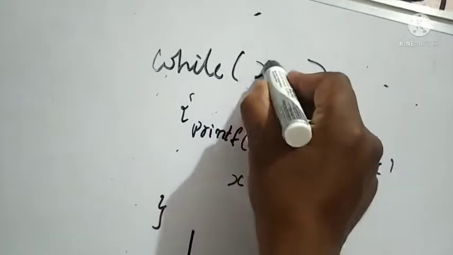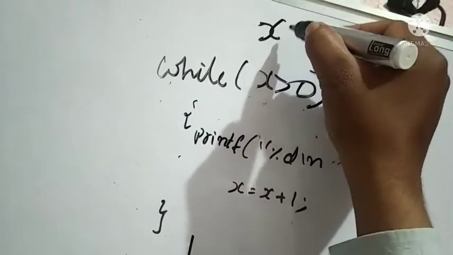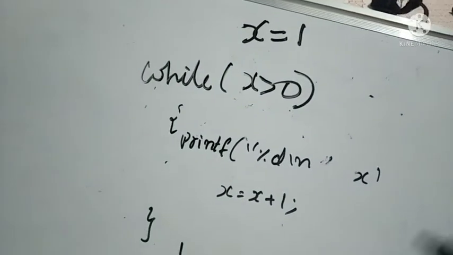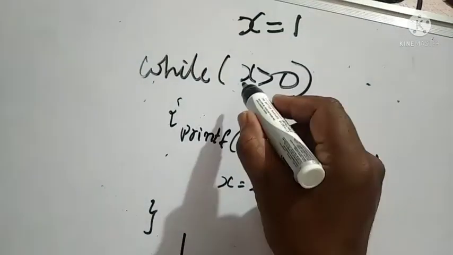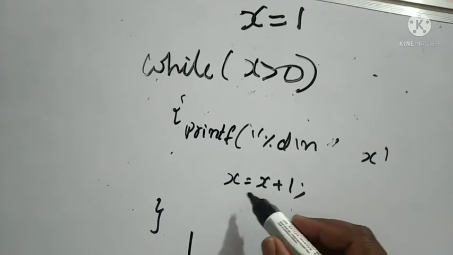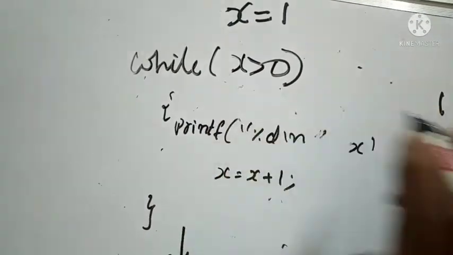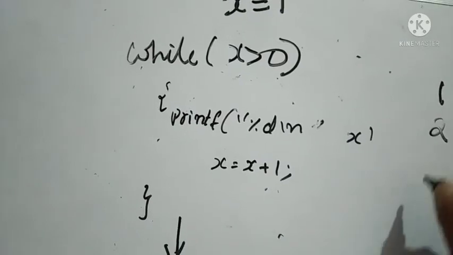Okay, consider the value of x greater than 0, and the value x is equal to 1. What is the value of x now? x is equal to 1. Is the value greater than 0? Yes, so it will execute. Then x is equal to x plus 1. Is the condition satisfied? Yes, so it will display 2.